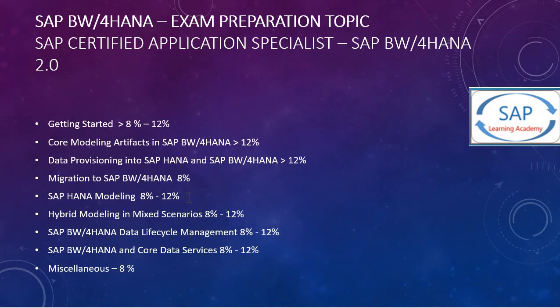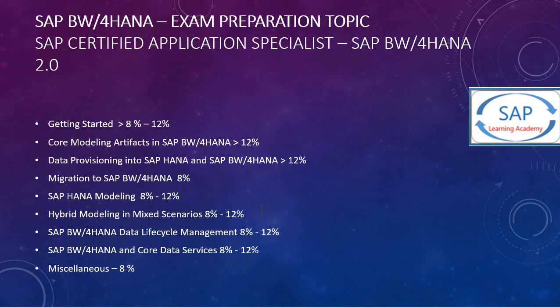Now coming into the next part, that is the hybrid modeling in mixed scenario. Also you should have a good and clear understanding about hybrid modeling, meaning that suppose you have built some calculation view, and on top of the calculation view you have used a CompositeProvider, and that CompositeProvider you have again used in a BW data flow, like you have now loaded into an ADSO from the CompositeProvider.